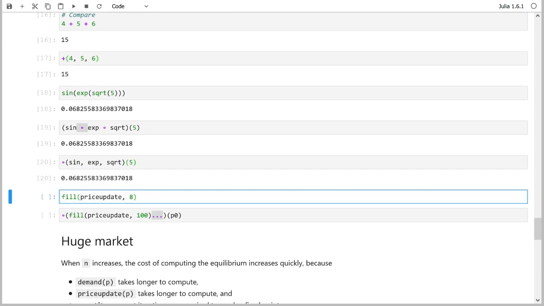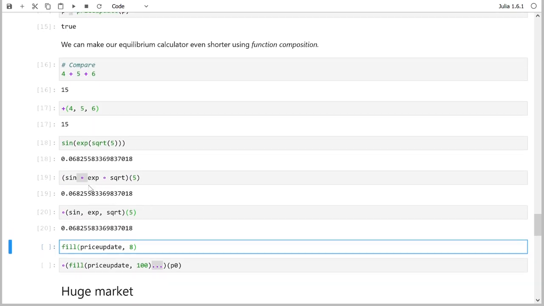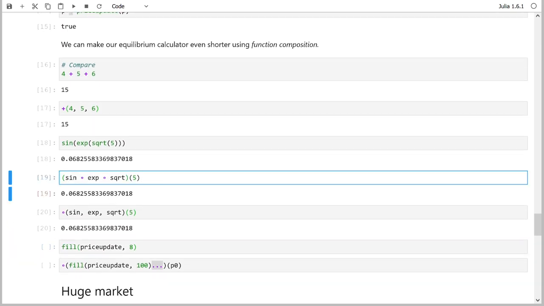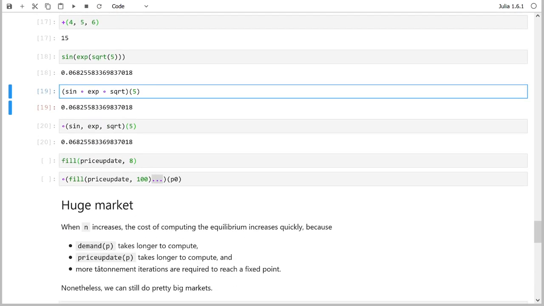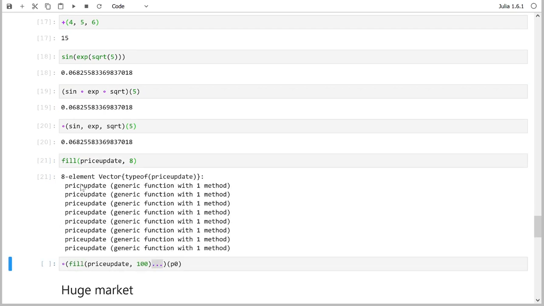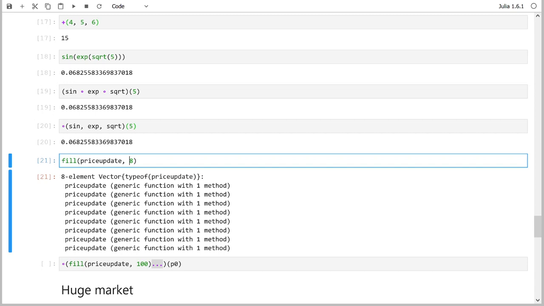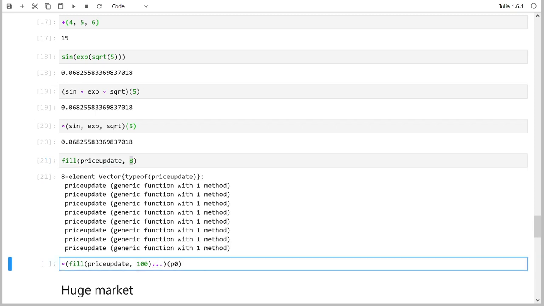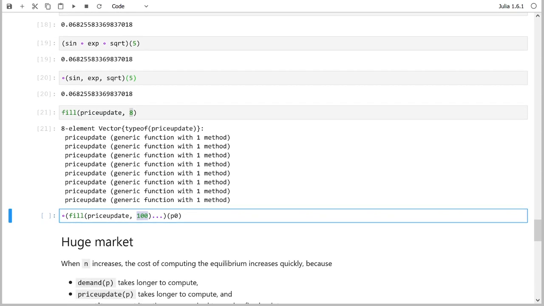So now let's think about what we are actually trying to do. We're trying to compose price update with price update with price update, and we want to do that 100 times, right? So if I use the fill function, I can create a vector that has price update just repeated however many times I asked for. And if I splat out this vector, which in this case I'll fill with 100 references to the price update function, then right here what I've created is a composed function that performs 100 price updates.